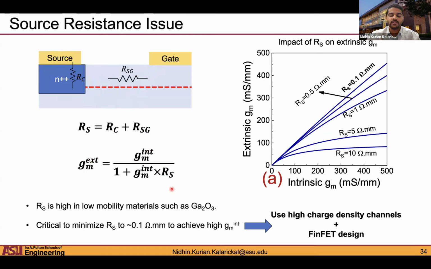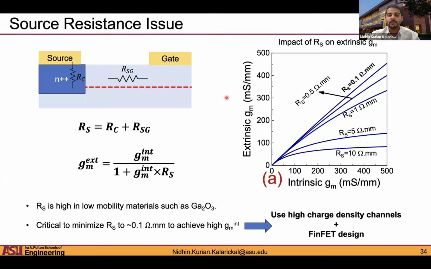And why is source resistance much more important for gallium oxide? Remember, gallium oxide has a much lower mobility compared to, let's say, gallium nitride. So any small distance that you have between the source and gate may not be an issue for gallium nitride, but it's going to be an issue for gallium oxide.